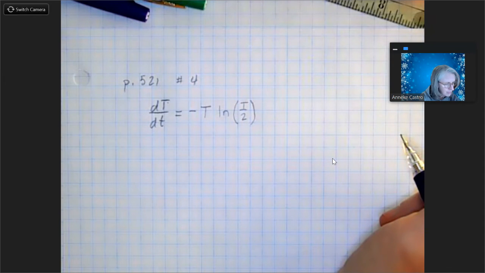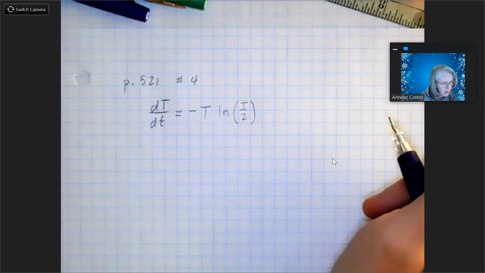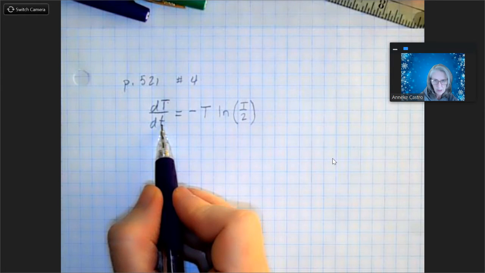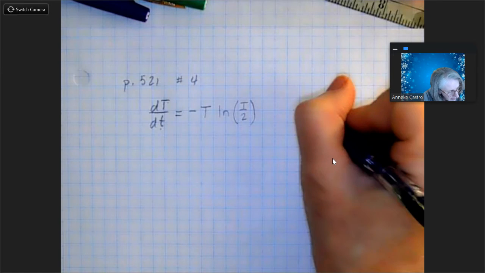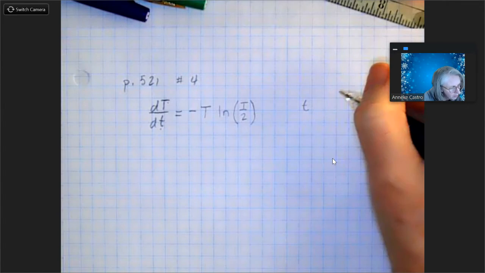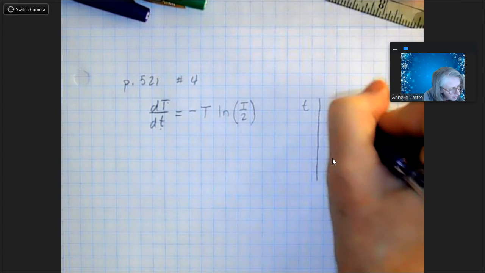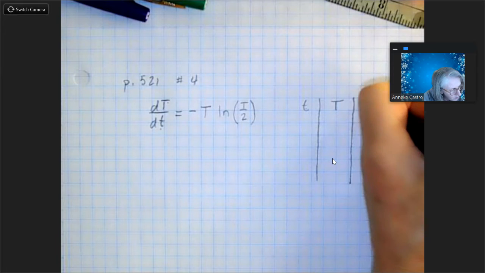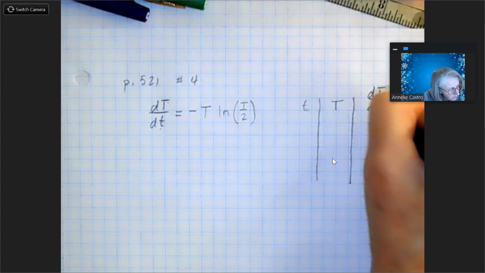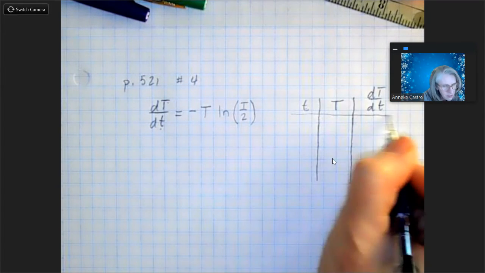Then we would set up a table. If we were setting up x, y, and then dy/dx, our x value is the t. So t is going to be the first part of our table, and then capital T, so time and size of the tumor, and then the derivative, dT/dt. I hate it when they use the same letter over and over again.